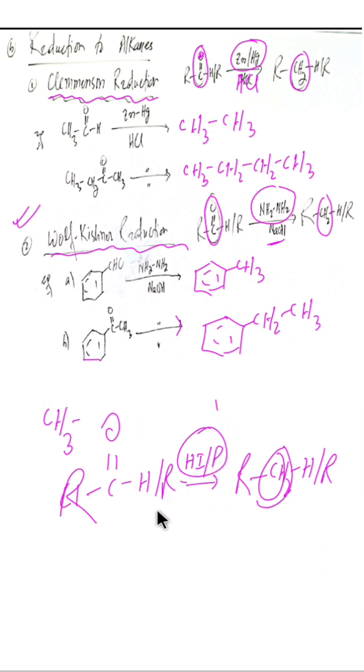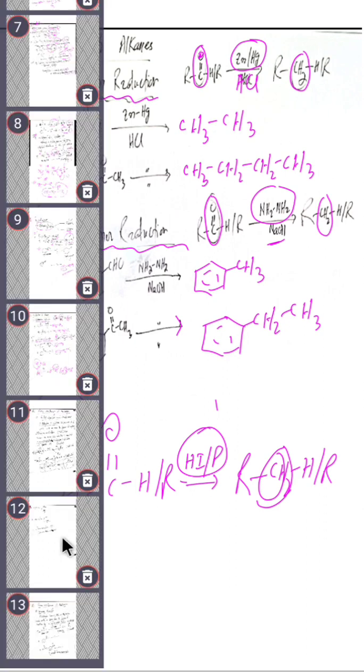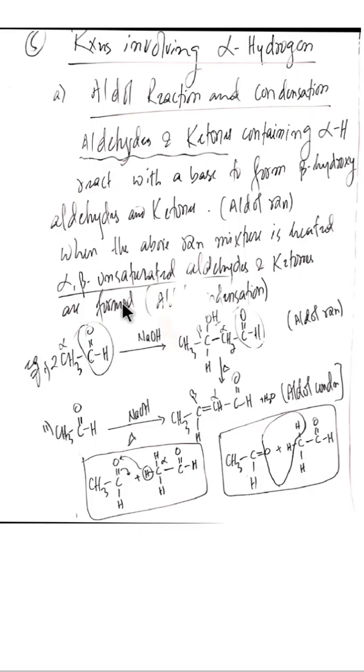The video is somewhat long, but let me complete it. Please bear with me, because I'm going to complete all aldehydes and ketones in a single video. That's why. Okay, let us move to the last reactions, which are the reactions involving alpha hydrogen. There are two reactions here, aldol reaction and the Cannizzaro reaction.